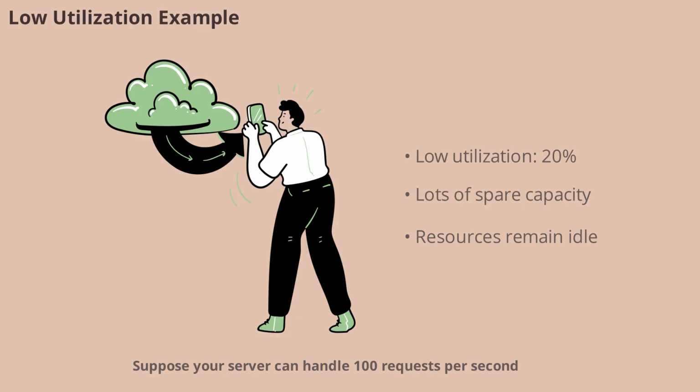Look at a low utilization scenario. Suppose your server can handle 100 requests per second, but only 20 requests arrive each second. That's a utilization of 20%. In this case, the server has plenty of spare capacity. Many resources remain idle, which means you're paying for unused performance. While this setup is safe, it's not cost-efficient. Engineers often try to avoid running systems at such low utilization unless reliability is absolutely critical.